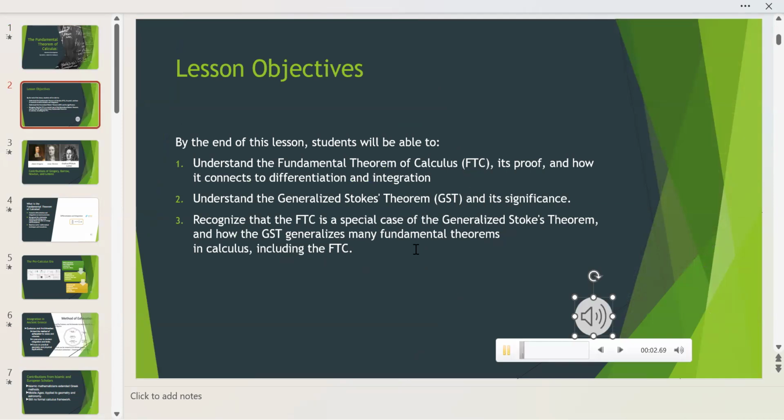Lesson objectives. By the end of this lesson, students will be able to understand the fundamental theorem of calculus, also known as the FTC, its proof, and how it connects to differentiation and integration. They will also be able to understand generalized Stokes' theorem, also known as GST, and its significance. Lastly, they will be able to recognize that the fundamental theorem of calculus is a special case of the generalized Stokes theorem and how the generalized Stokes theorem generalizes many fundamental theorems in calculus, including the fundamental theorem of calculus.